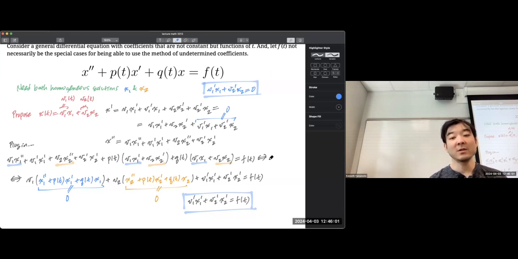But these are the two equations we need for both v1 and v2. Actually, your unknowns are v1 and v2 primes. You use these equations to solve for v1 and v2 primes, and then you'll take the antiderivative of both of those to find your v1 and v2, and those go into here.